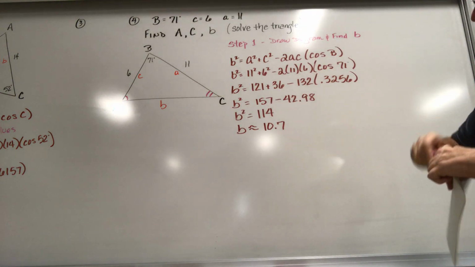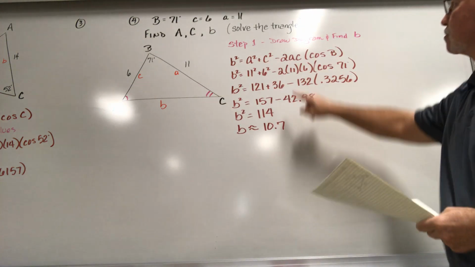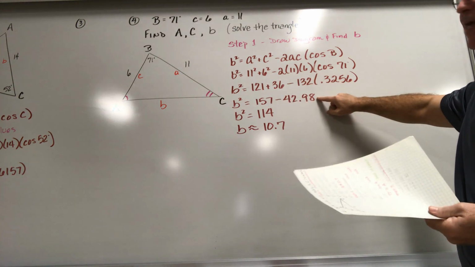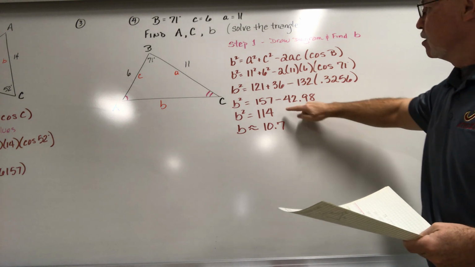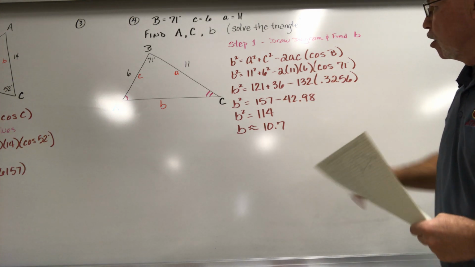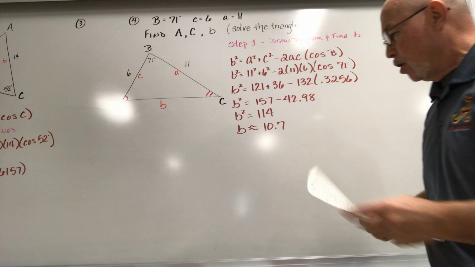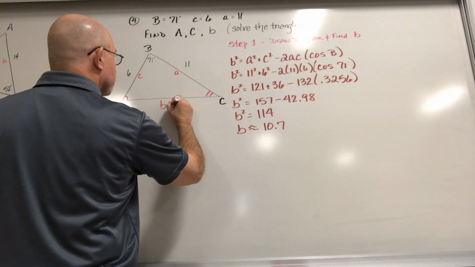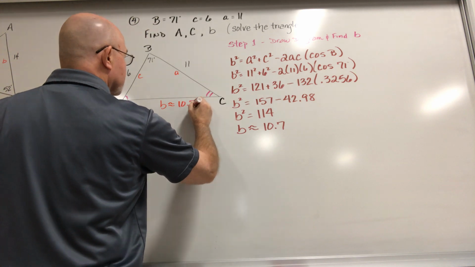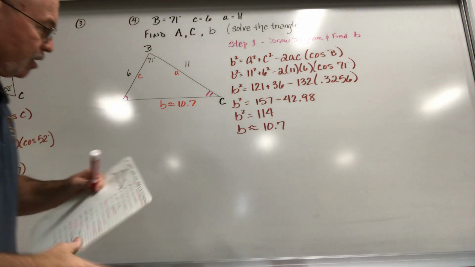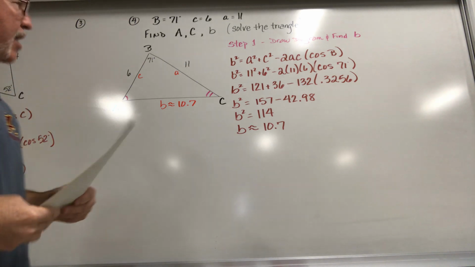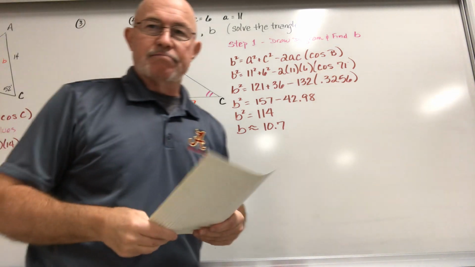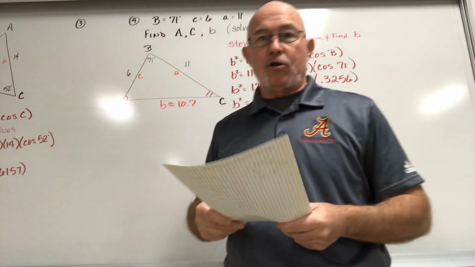Once again, just use your calculator to solve through. Yeah, you can round that to 43, which I did there. Square root of both sides, so the B is now approximately 10.7. Now, this next one, you've got your choice. We can find A or C. I stayed with alphabetical order.